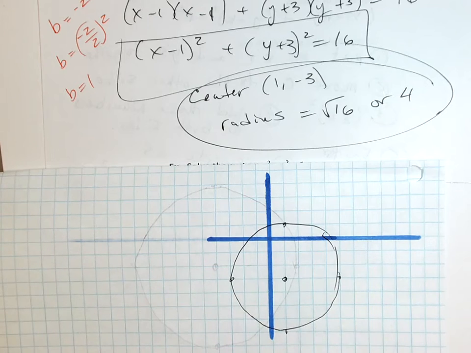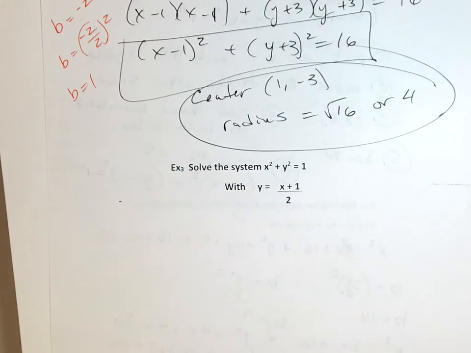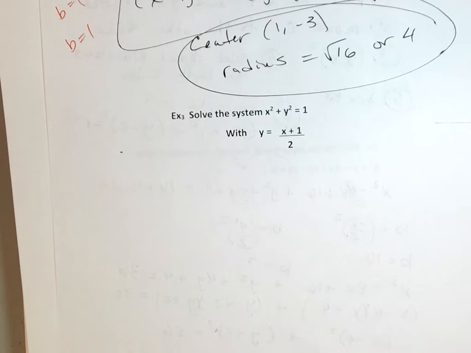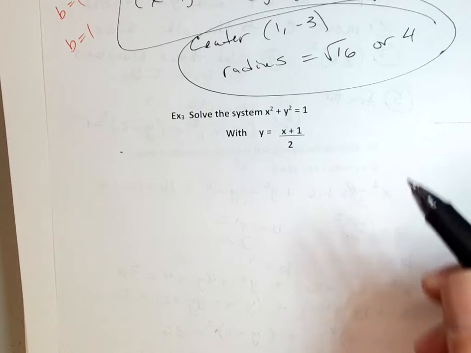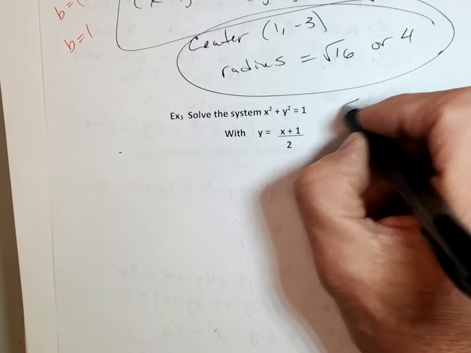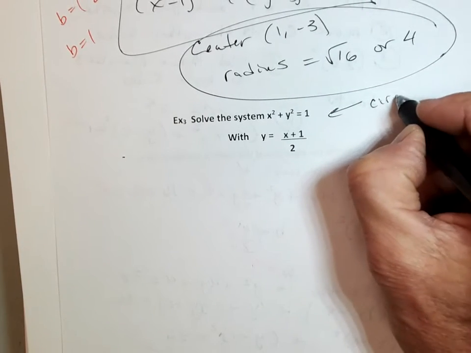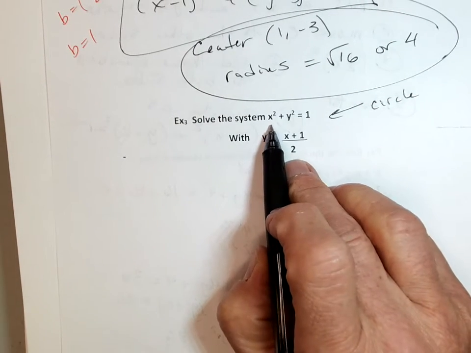Okay, you guys can do this, right? Okay, last problem. Let's take a look at the last problem. So, example 3. Before I do it, I've got to think about what the problem is. So, this is a circle. X squared plus y squared equals 1.